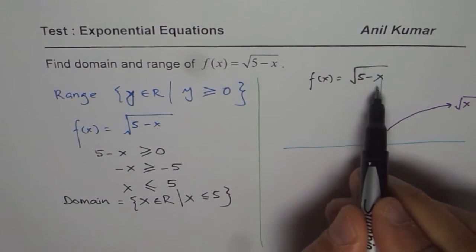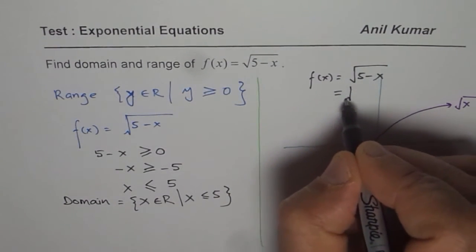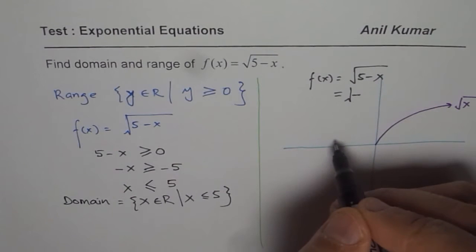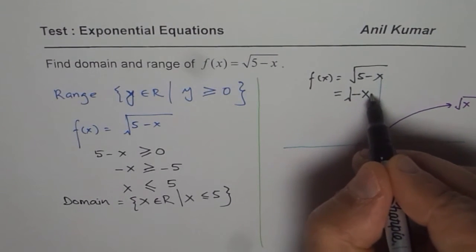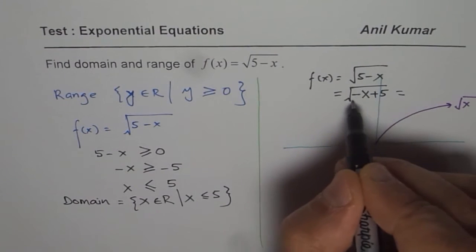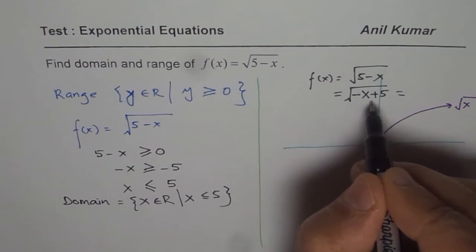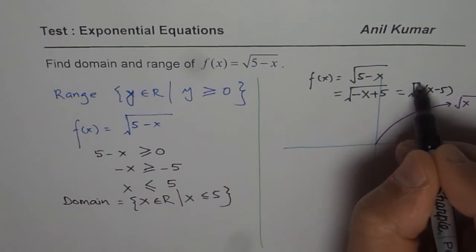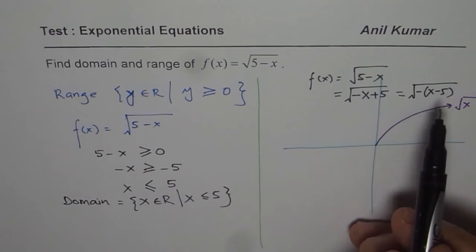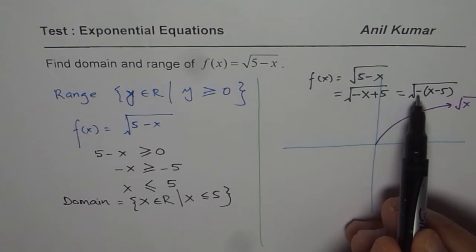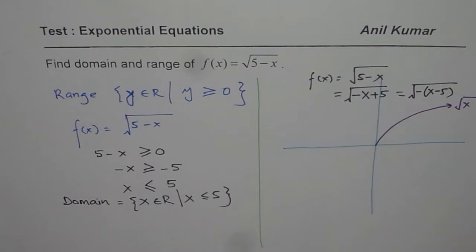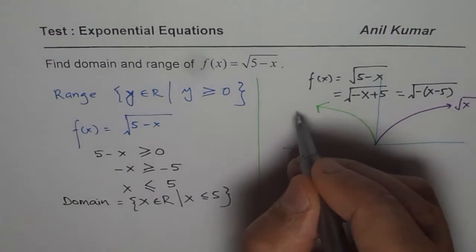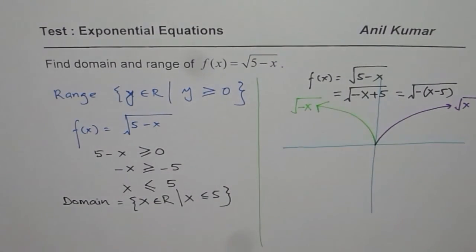Whenever you are given a function like this, it is good to rewrite the function and factor out the coefficient of x. In this case it is minus. First let me write it like this, and then I'll factor out this minus and rewrite the function. So we get square root of minus, and within brackets x minus 5. Do you see that? That minus means reflection on the y-axis. So the first step here is reflection on the y-axis. This is square root of minus x. Do you get the idea?